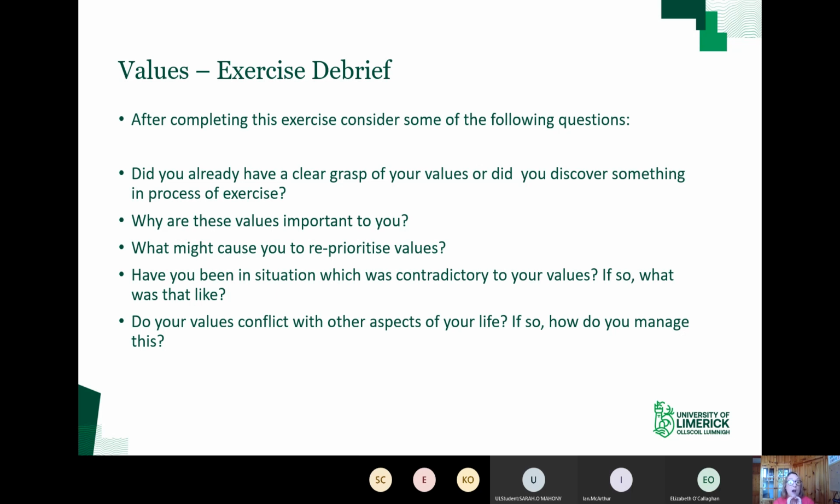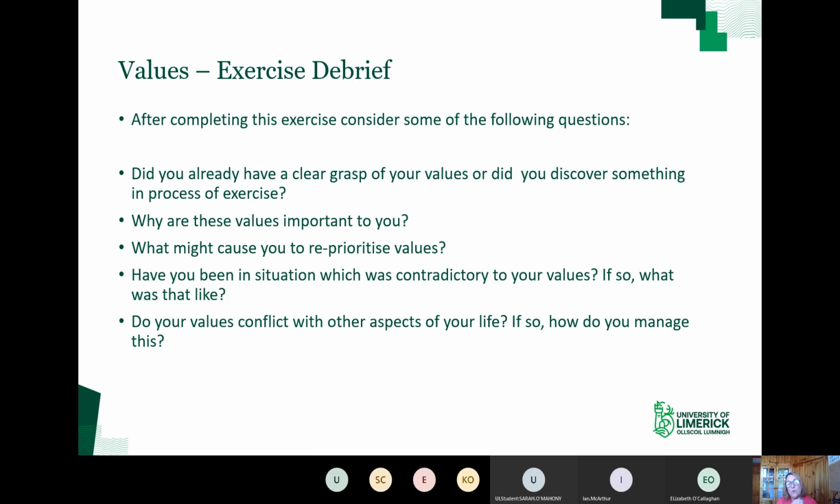And then, are there potential reasons that you'd have to reprioritize your values? What could they be? What might it look like if you have to reprioritize your values? And in that context, have you ever been in a situation that was contradictory to your values? And if so, what did that mean for you? What did you do? Did you stay? Did you leave? How did you deal with that situation that might have been contradictory to your own values?